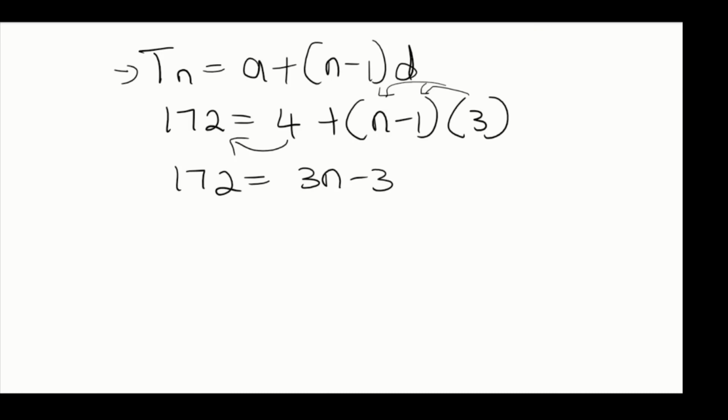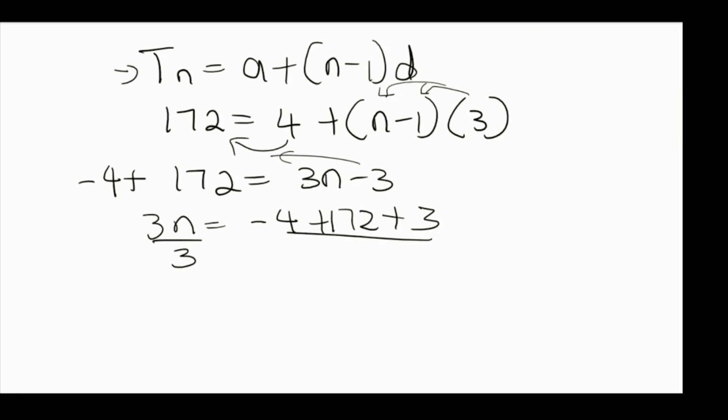It's supposed to be minus 4 here, right? And then we transpose the 3 to the other side. We're going to have 3n = -4 + 172 + 3. Then we divide everything by 3. So n should be 57.